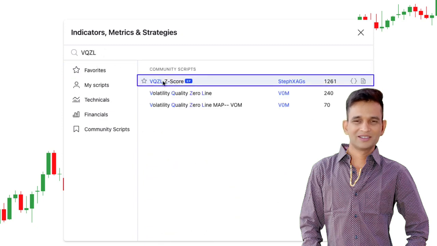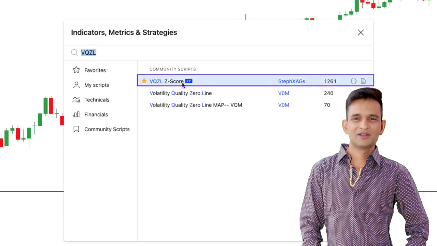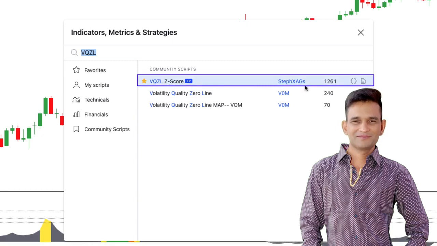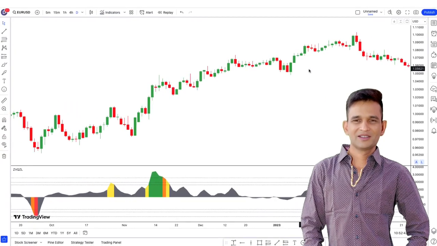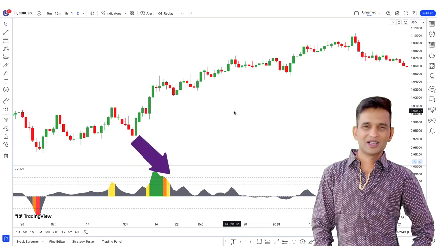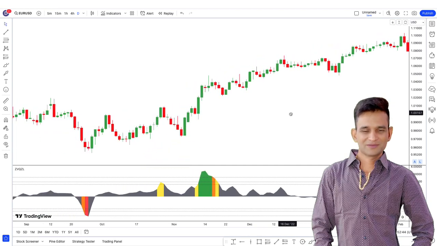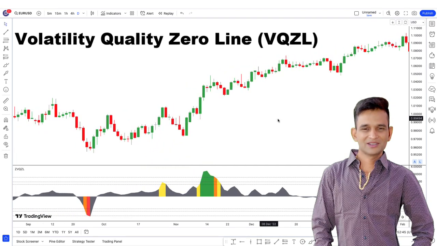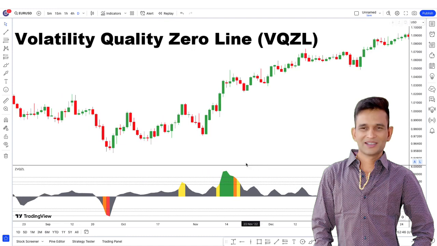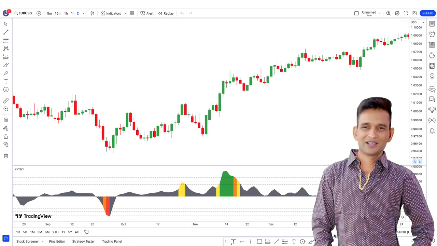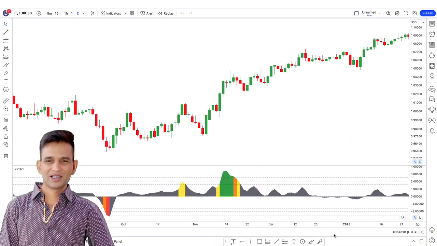This one, which is an editor's picks indicator, is written by someone named Steph XAGs. Alright, this is the indicator, and as you can see it's added here below the chart. This indicator is an improved version of the VQZL indicator, the volatility quality zero line indicator, which is used for identifying range markets. The original version has some issues which need some adjustments based on the asset that you're trading.